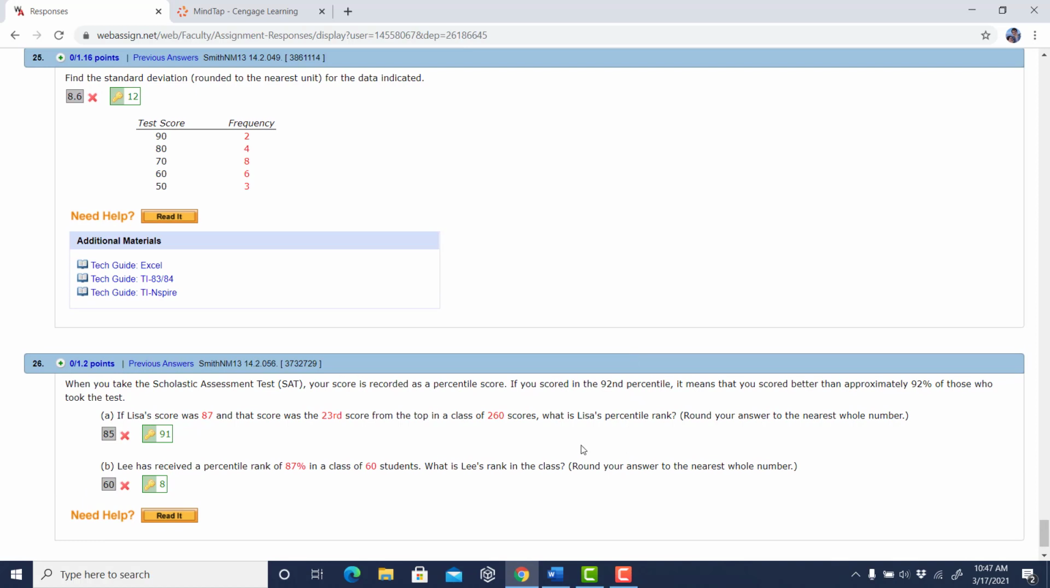This one's about percentiles. When you take the Scholastic Assessment Test, or the SAT, your score is recorded as a percentile score. If you scored in the 92nd percentile, it means that you scored better than approximately 92% of those who took the test. So that's what a percentile is. It compares your score to everybody else who took the test. Part A, if Linda's score was 87, and that score was the 23rd score from the top in a class of 260 scores, what is Linda's percentile rank?